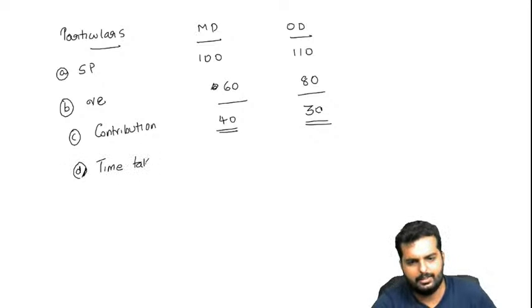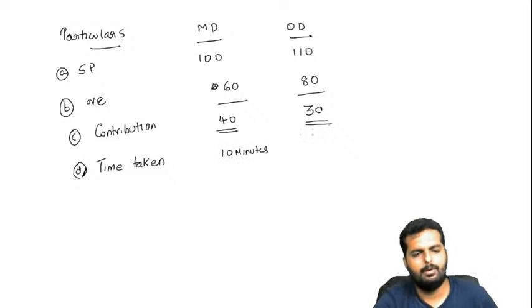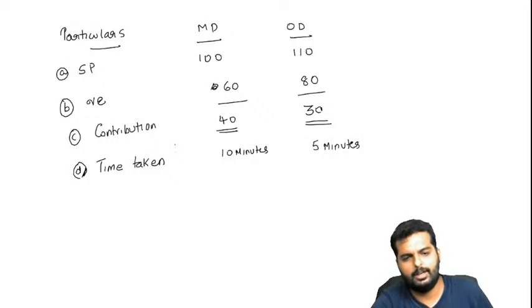Now, time taken to make one dosa. Let us assume the time taken to make one masala dosa is 10 minutes. But let's say onion dosa can be made in 5 minutes. You don't have to boil any potatoes, so you save time. Let's assume it that way for the time being. Alright, this data is available.